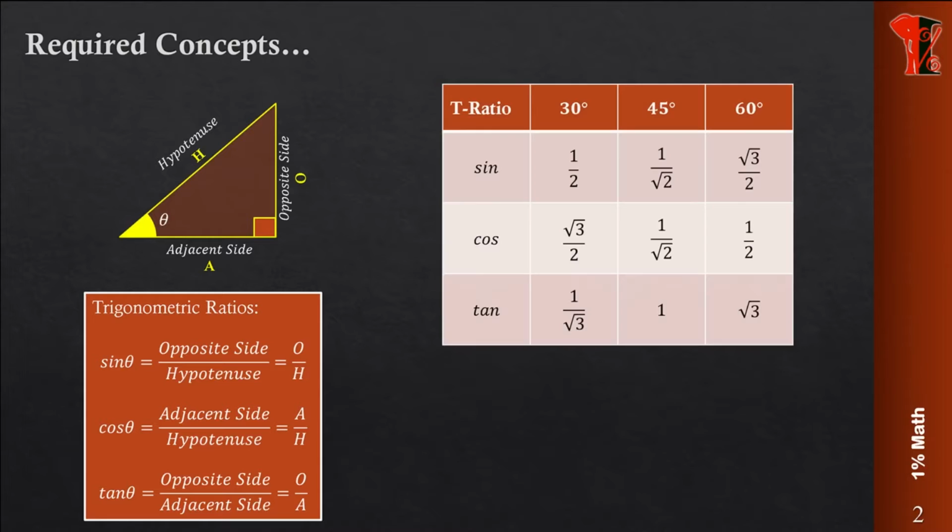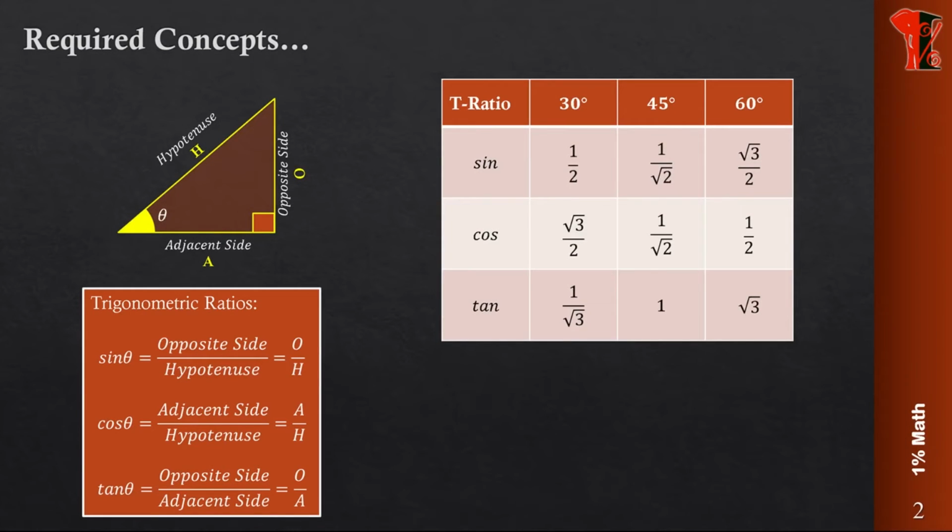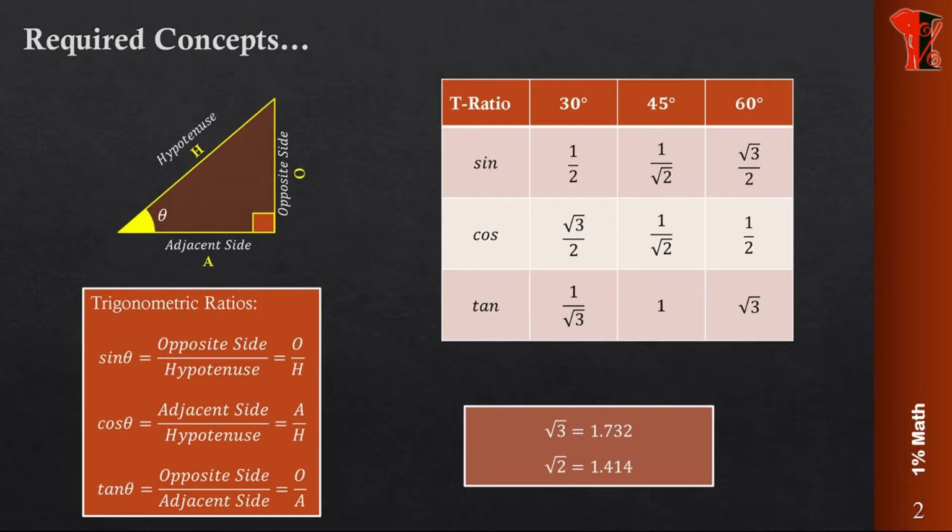Then what else do we need? We need the trigonometric ratios of these three specific angles: 30 degrees, 45 degrees and 60 degrees. Other than this, we need the value of root 3, which is 1.732, and root 2, which is 1.414. If it is necessary, we will use these values, or else we can leave them. Okay, let us see how these applications work.